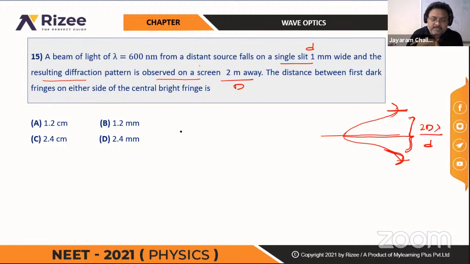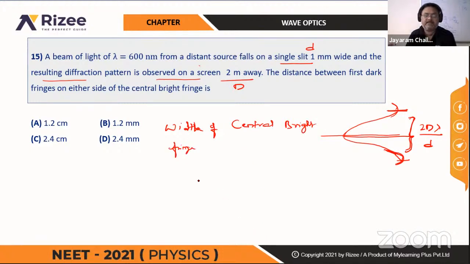Now substitute this for the width of the central bright region or bright fringe. Substitute all the values: 2 into capital D, where D is 2 meters away, and lambda is 600 nanometers, or 6 into 10 to the power of minus 7 meters.